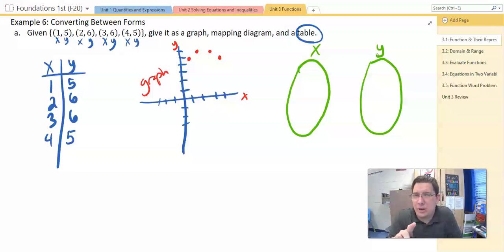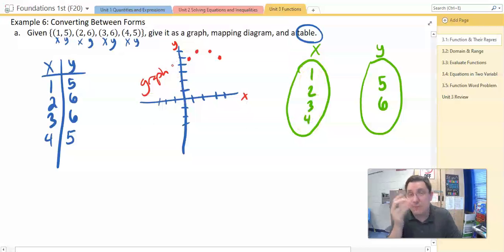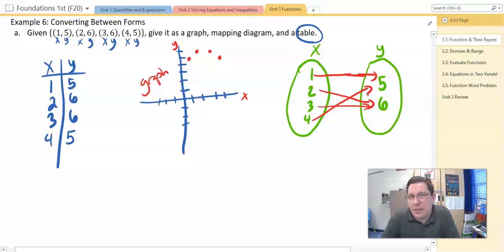And the other thing about mapping diagrams is you will never repeat a value in the same bubble. So if I have the same Y value like I do here, I'm only going to write 5 and 6. I'm not going to repeat values in a mapping diagram. Now my X values are 1, 2, 3, and 4. And so we're going to draw our lines from the X with an arrowhead going to the Y. So 1 goes to what? 1 goes to 5. 2 goes to 6. 3 goes to 6. And 4 goes to 5. And so our arrows show us the relationship from the X to the Y.